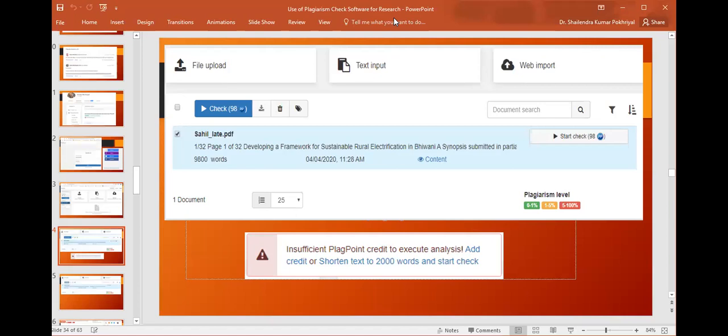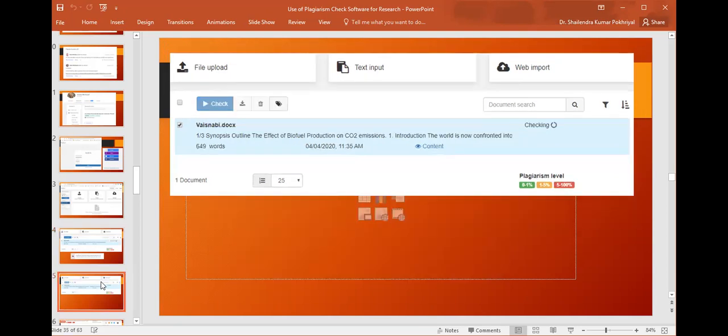So when we are using Plagscan, basically it has some limitation. Like you can see at the bottom of the word that insufficient plug point credit to execute analysis. So that means add certain text to 2000 words. If your report is within 2000 words, then only it can generate the report. Otherwise, you have to pay some amount of money to buy the credit. Then only you will be able to generate the report. So in the next slide, I have reduced the report to below 2000.